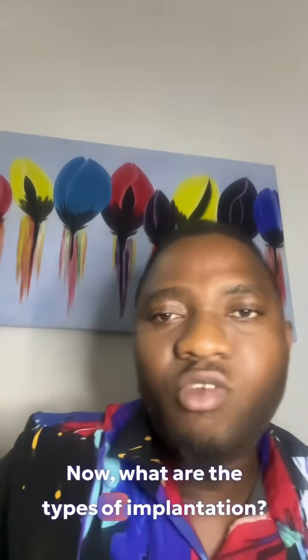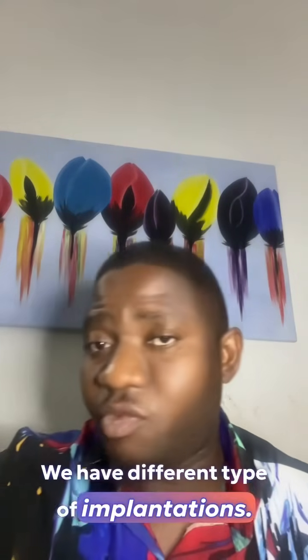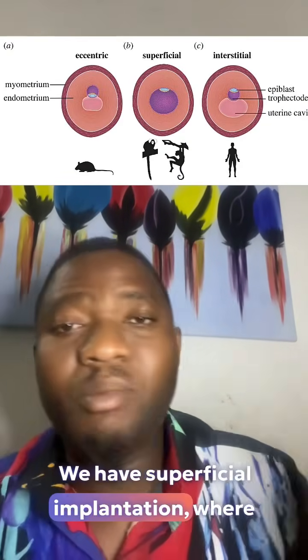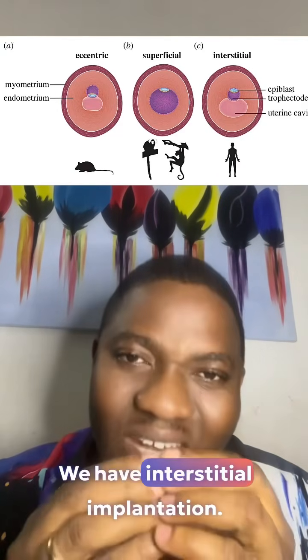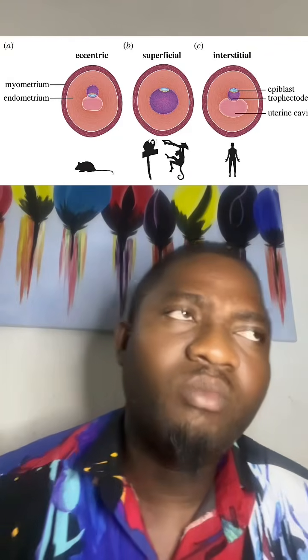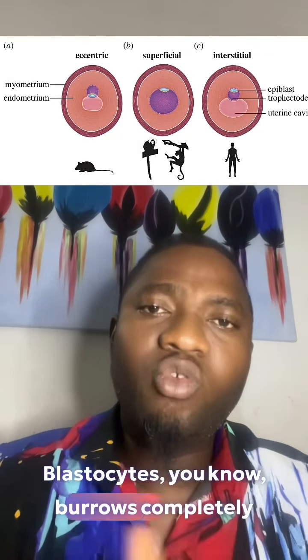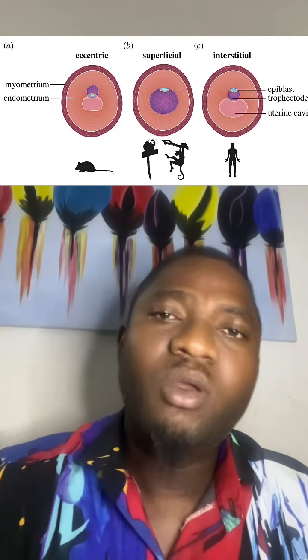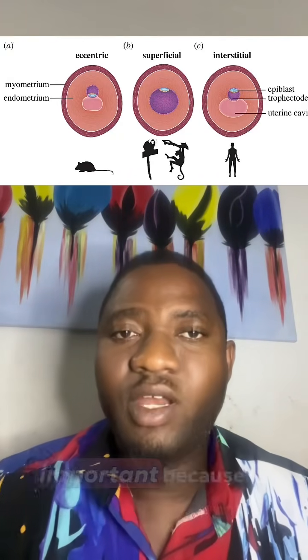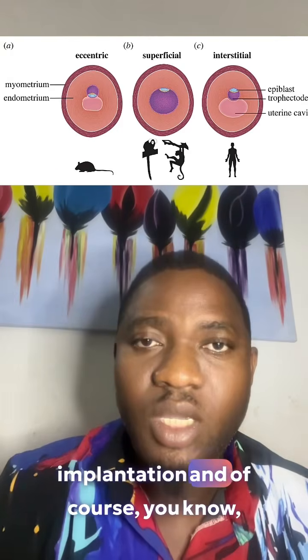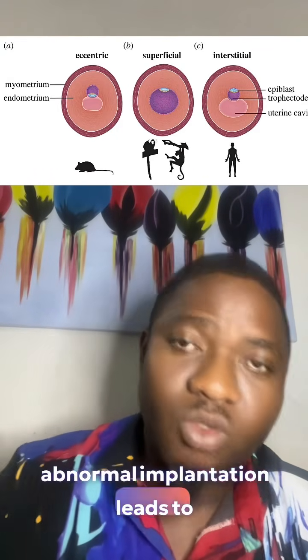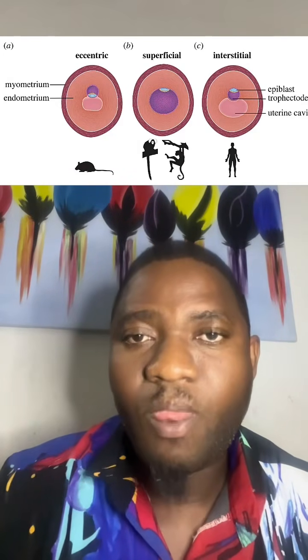Now, what are the types of implantation? We have different types of implantation. We have superficial implantation, where the blastocyst rests on the surface. We have interstitial implantation, where the blastocyst burrows completely into the endometrium. These are very important because most humans have interstitial implantation. And of course, abnormal implantation leads to pregnancy loss.